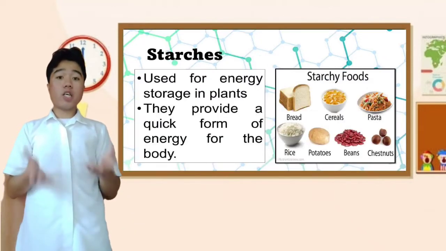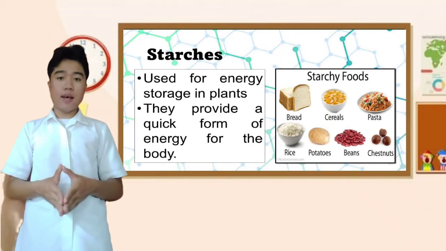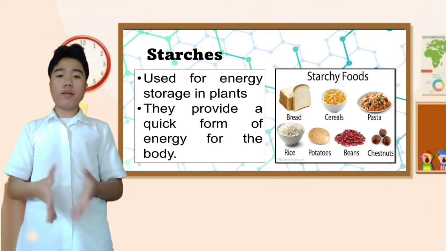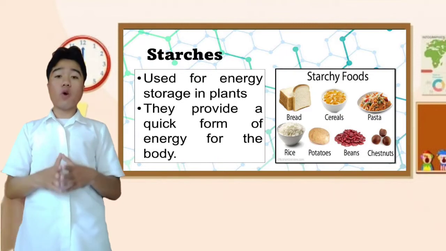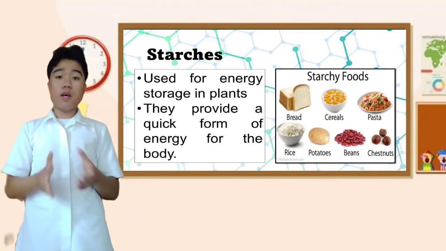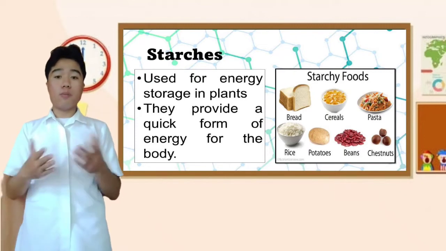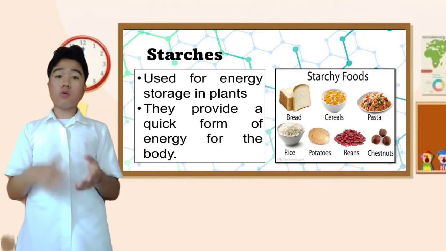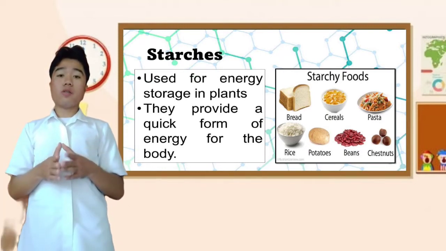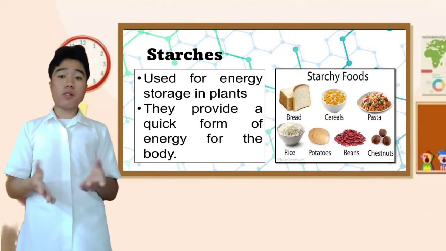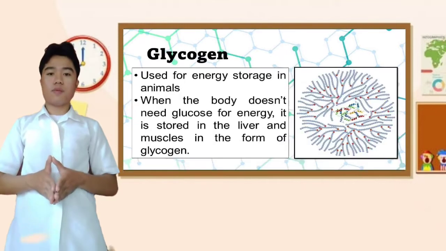First, we have starch, and it is usually used for energy storage in plants. Actually, all forms of carbohydrates in general can produce a quick form of energy, not only starch. Here we have examples of food where we can get starch: bread, cereals, potatoes, pasta, and so on. And you know, class, starch is also used in manufacturing paper to increase its strength. And that is for starch.